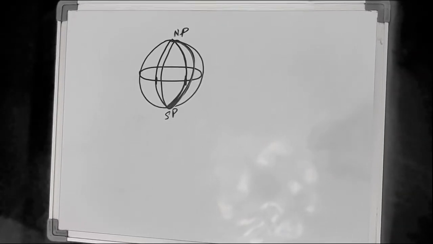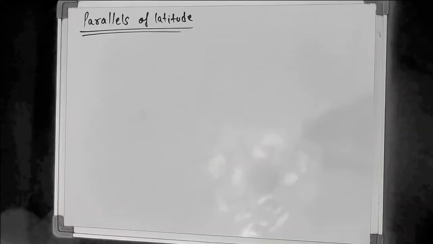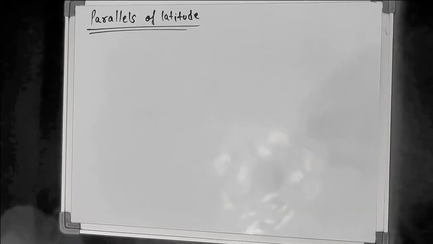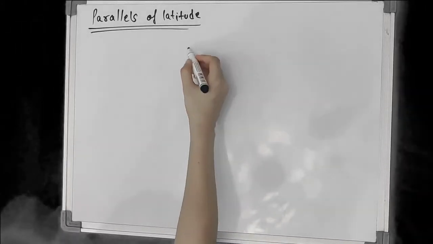Now we will talk about parallels of latitude. Small circles on the surface of Earth whose planes are parallel to the equator are called parallels of latitude.